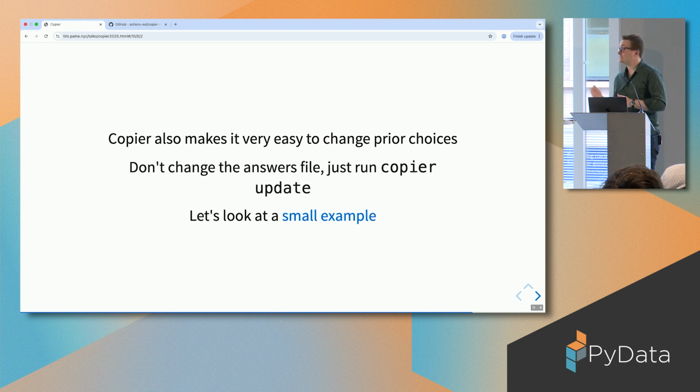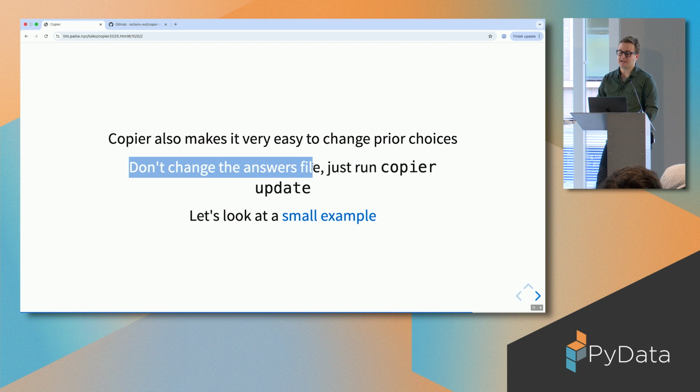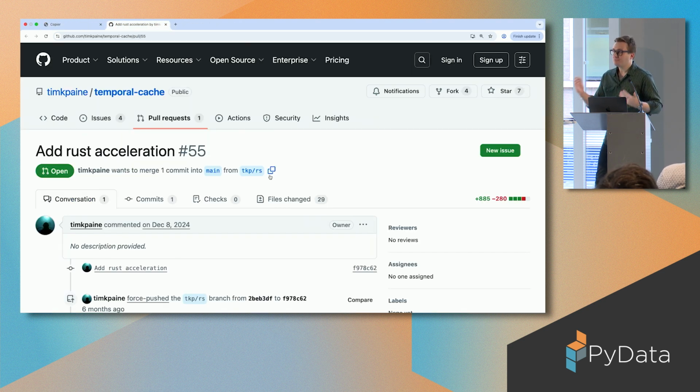You can also obviously change your choices. One thing to note is that you shouldn't just update the answers file. But here's an example of a repo. It's not merged yet, but where it was OK. It's written in pure Python, and now I want to add Rust.